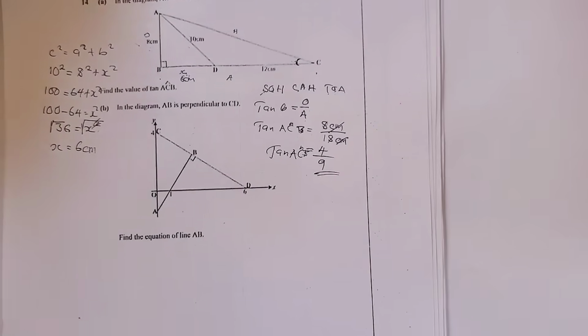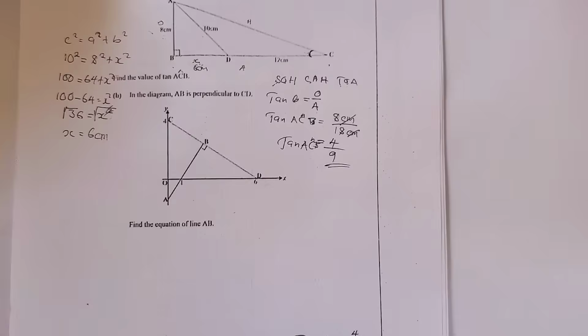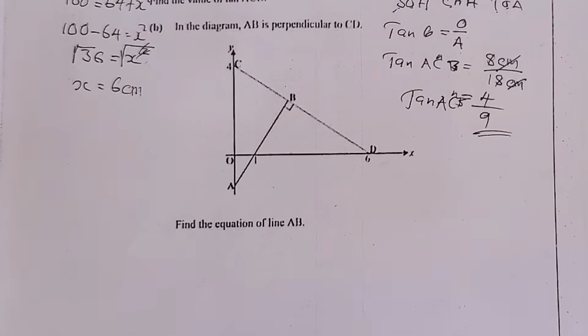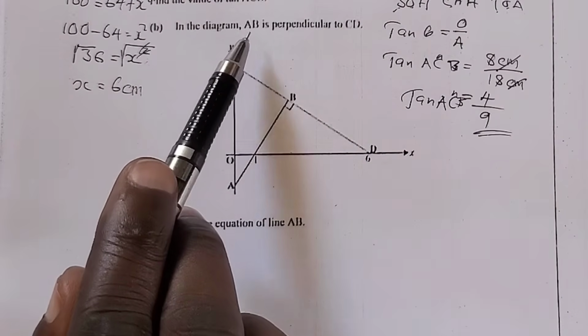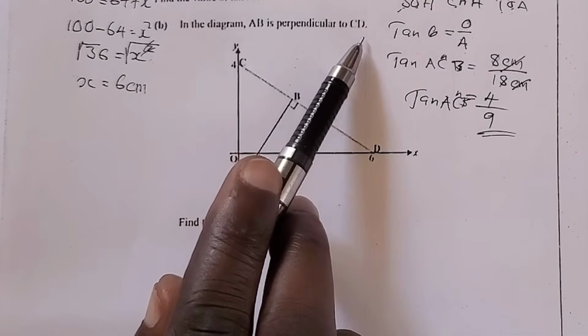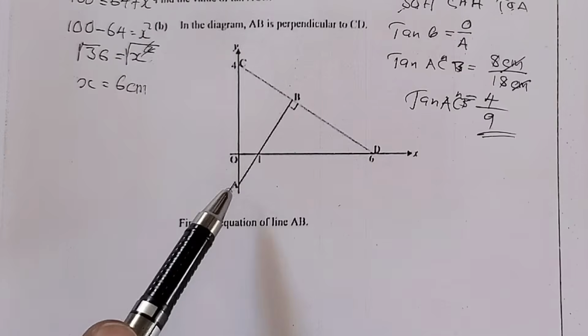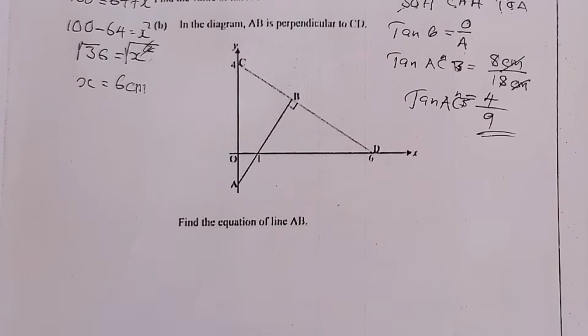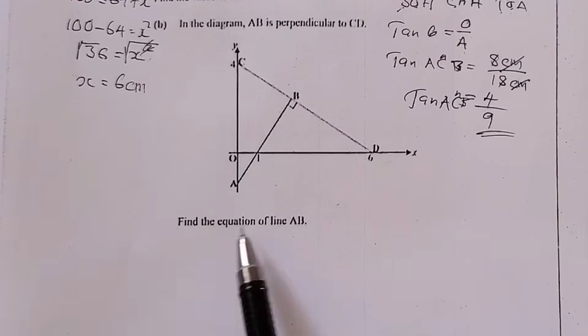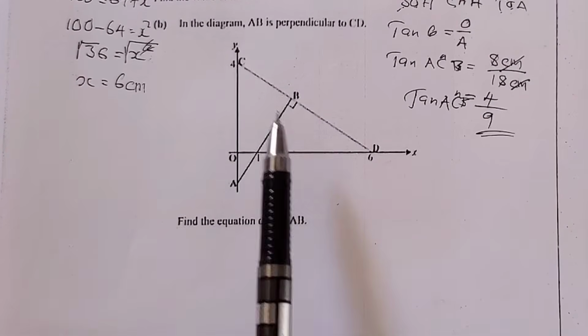Let's go to question 14B. Now, when you look at 14B, it's saying in the diagram AB is perpendicular to CD. What is that? AB is perpendicular to CD. We can see this is perpendicular, right? Yes. And you're asked to find the equation of AB.